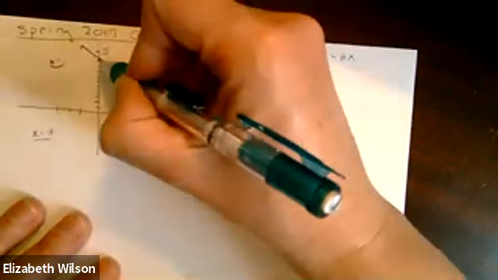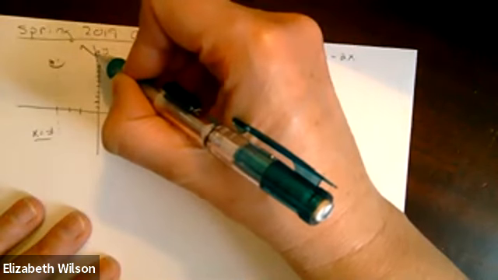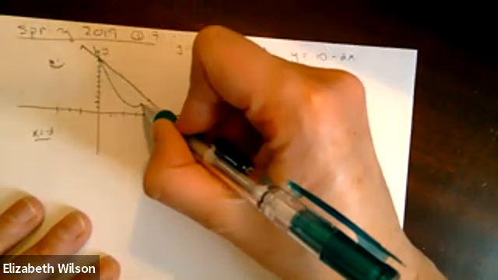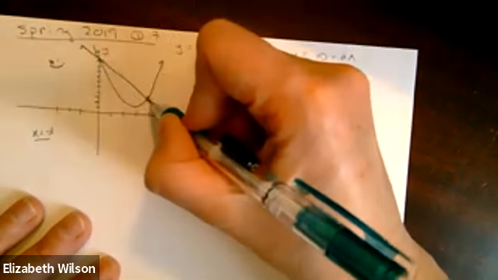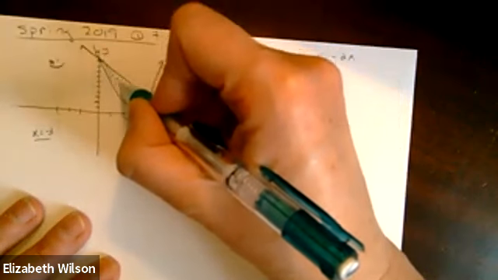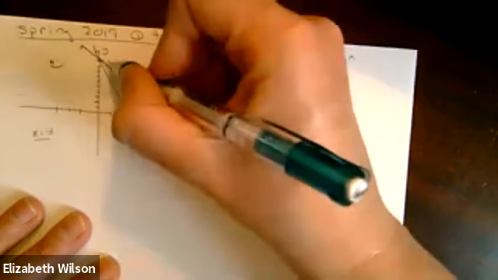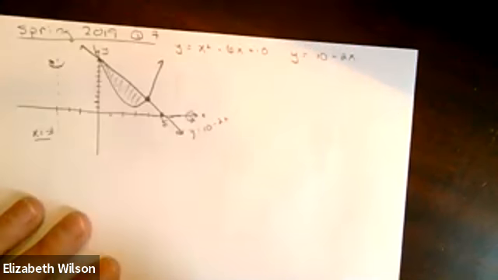It kind of cuts down and intersects there. Okay, so this is the shaded region right here that we're going to be using to revolve around the x-axis, and then again around this line, x equals minus 3.